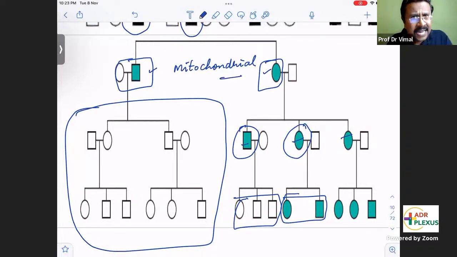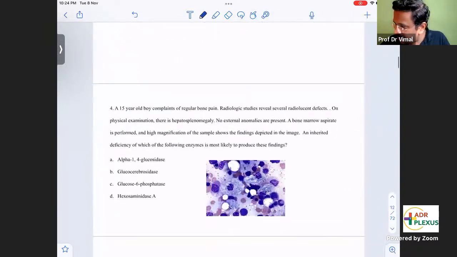All of us get our mitochondrial genes only from our mother. Father is not giving the mitochondrial gene. So if the mother is giving the mitochondrial gene, she gives it to all the offspring, and if it is affected, then all the offspring are affected by these mitochondrial disorders. Usually you will see involvement of the central nervous system, muscles, and MELAS, those syndromes. Please remember the examples of mitochondrial pattern of inheritance.